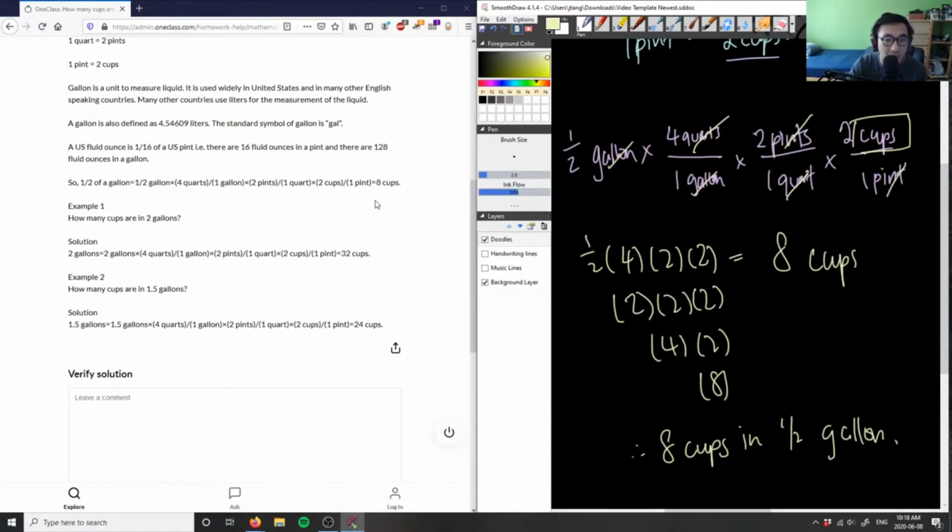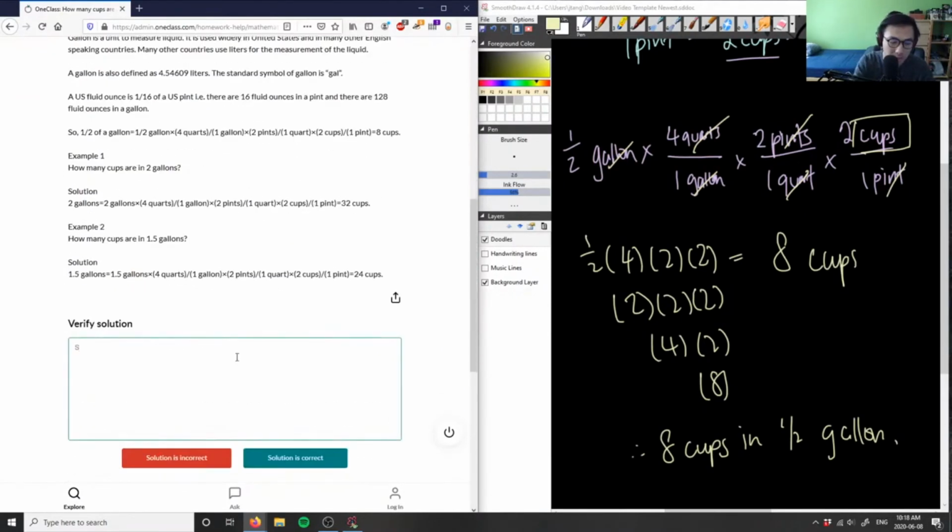As you can see, this solution is correct. We have 1/2 times 4 quarts over gallon times 2 pints over quart times 2 cups over pint. This is a very good example of unit analysis, which equals 8 cups. The solution here is correct.